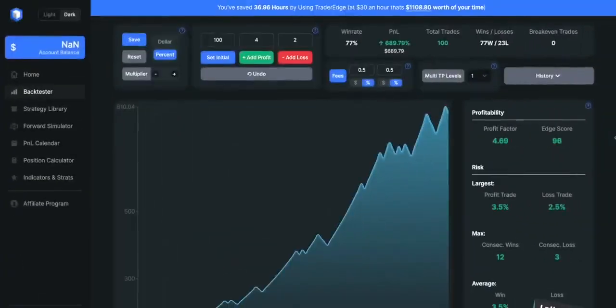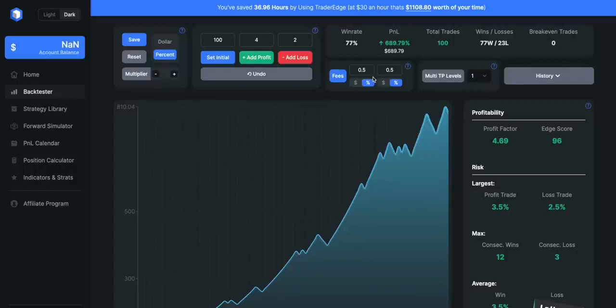Okay, the backtesting is finished and here are the results. First of all, it's worth mentioning that I set my initial account size at $100 and I was risking 2% of my account per trade in order to make 4%. By the way, Trader Edge has finally enabled fees, so I set them at 0.5%. This means that if you have a winning trade, your profit is going to be 3.5% instead of 4%, and if your stop loss is triggered, you're going to lose 2.5% of your account.